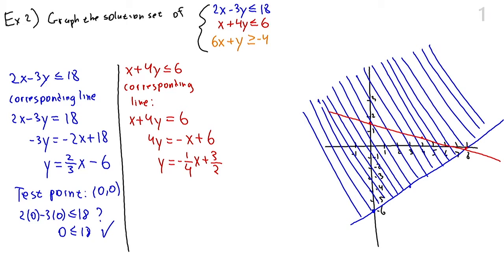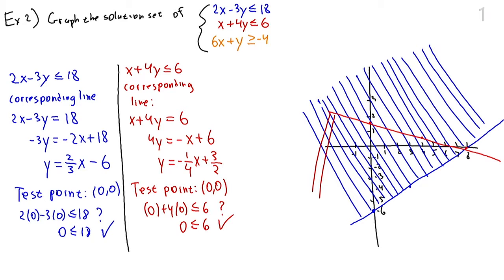And now again, we take a test point. Our test point can also again be the origin. The reason we always take the origin is that it's always easiest to plug in zeros. So we ask ourselves, is 0 plus 4 times 0 less than or equal to 6? That is 0 less than or equal to 6? This is true. So we shade the part of the plane that contains our test point.